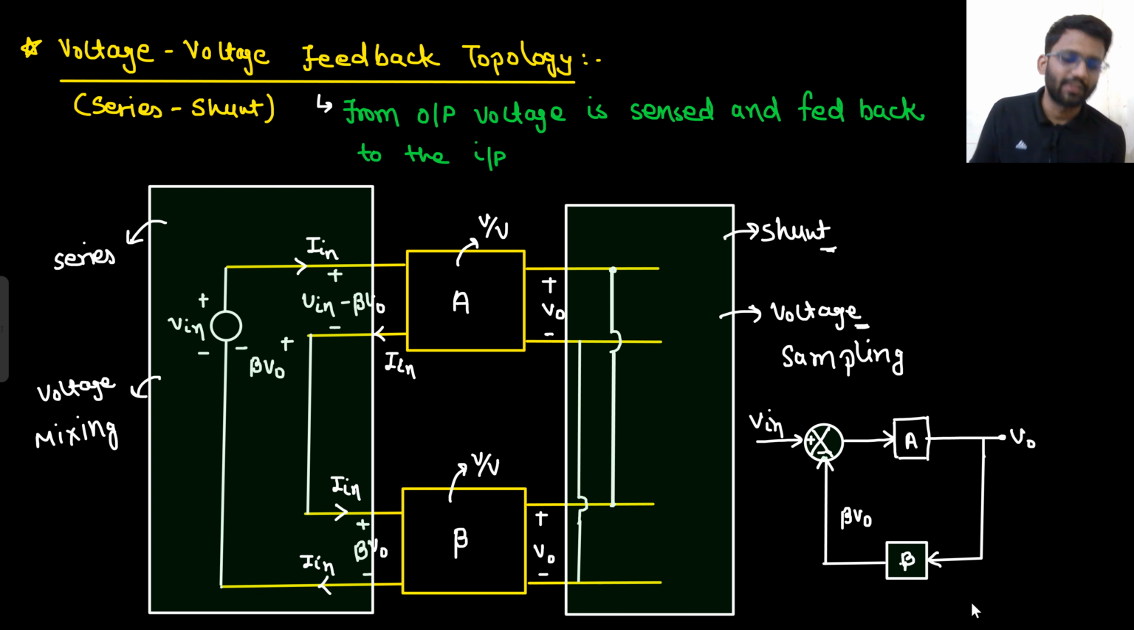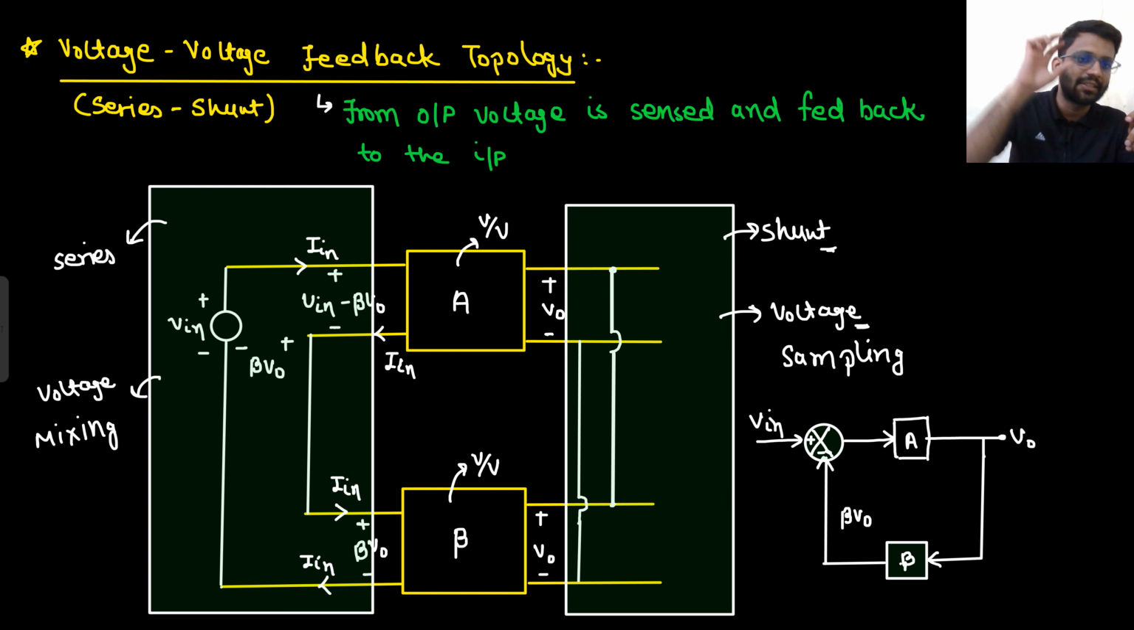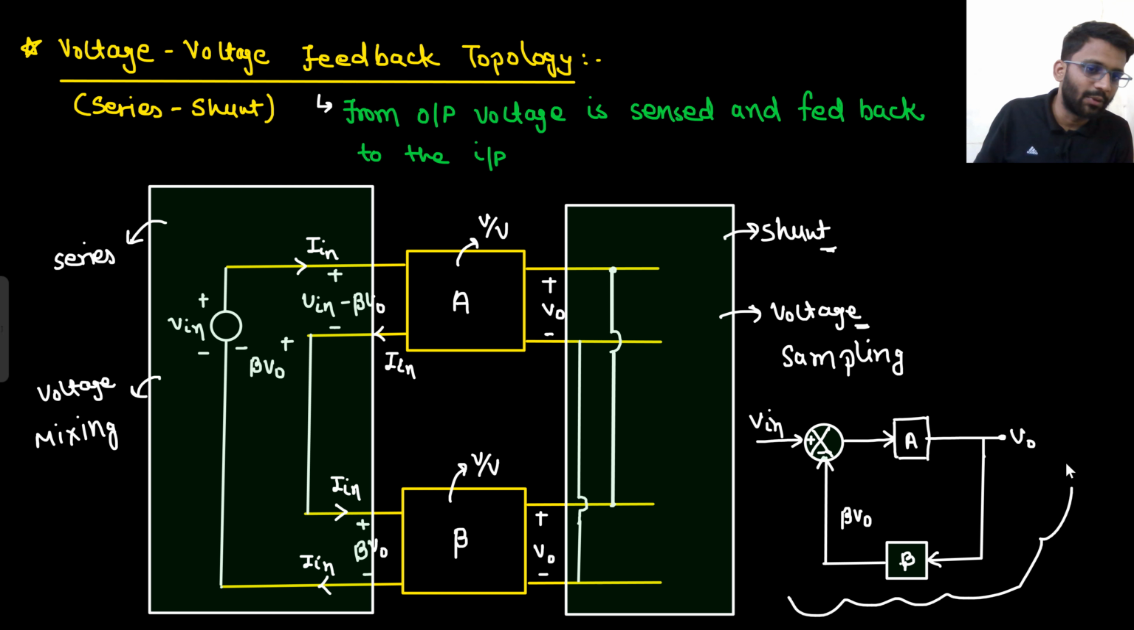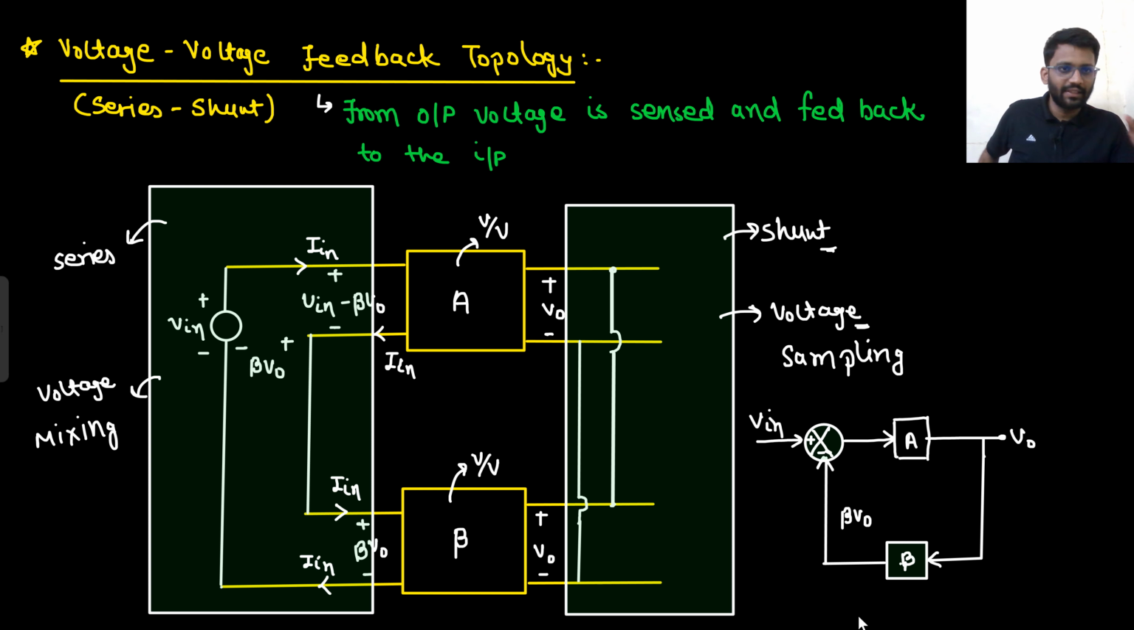So this was your control system. V naught, beta V naught, V in minus beta V naught multiplied with A, and from there you are getting V out. So this complete thing is the same as this, but we have to show it in two port networks because we are going to find input impedance, output impedance, everything. That's why I showed it in a two port network, but as a control system, as a block diagram, you can show it in this manner as well. Say yes or no. Everything is crystal clear now, right?